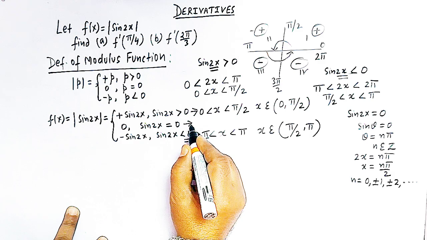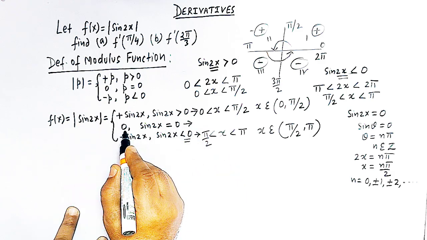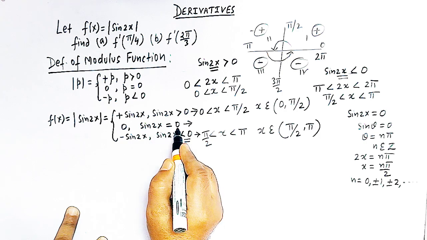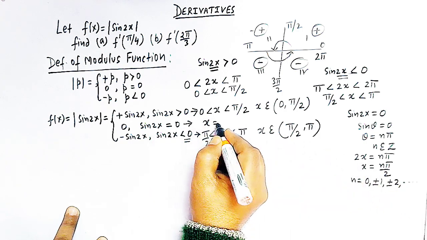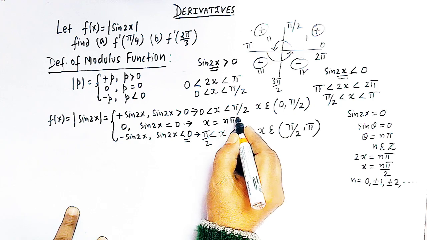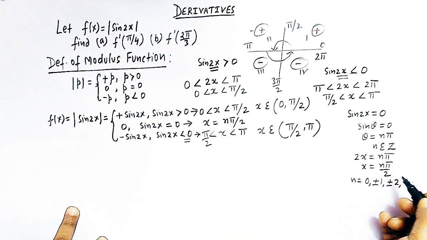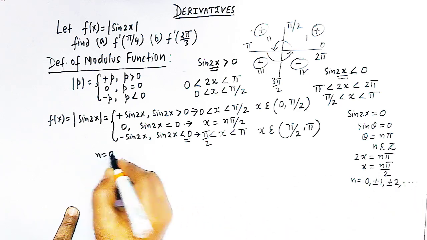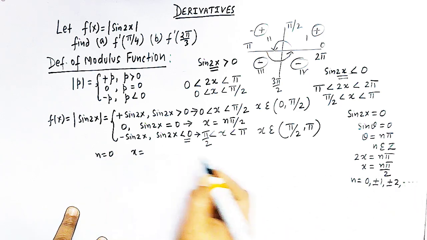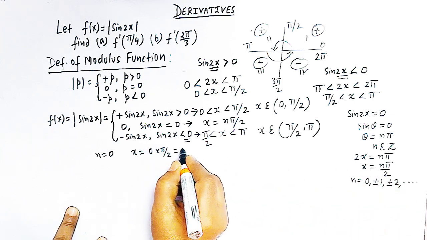So here we can now write that |sin 2x| is equal to 0 when sin 2x is equal to 0, or we can write x is equal to nπ/2. So if we write the values of n here, then we can conclude that when n is 0, x is 0 times π/2, that is 0.